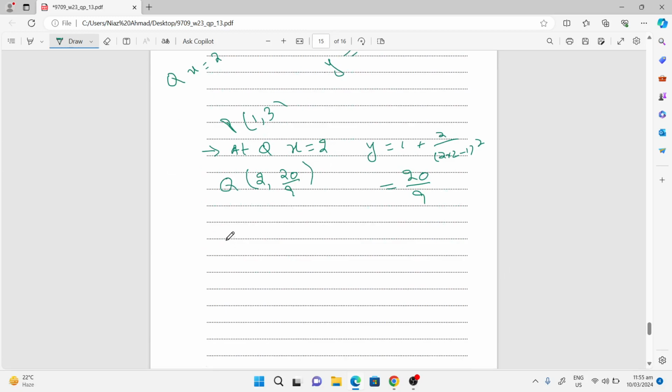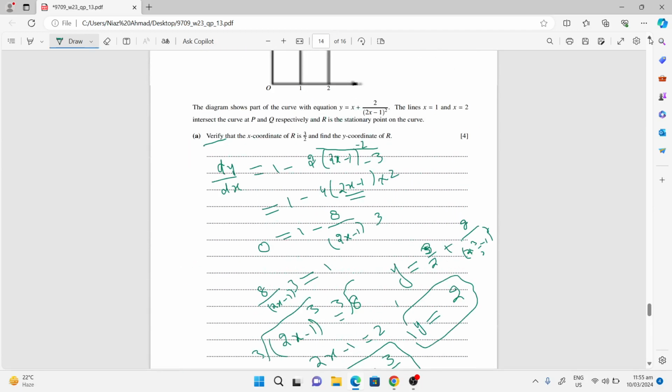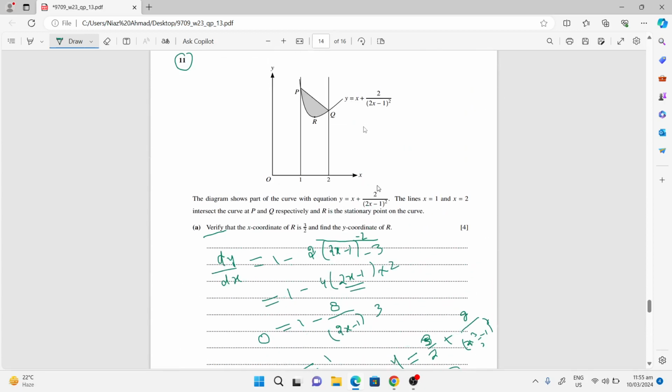Now we are going to get the shaded region. The shaded region will be the area of a trapezium. Look, there is a shape, and that is a trapezium. So we need to get the area of the trapezium and subtract the area under the curve.